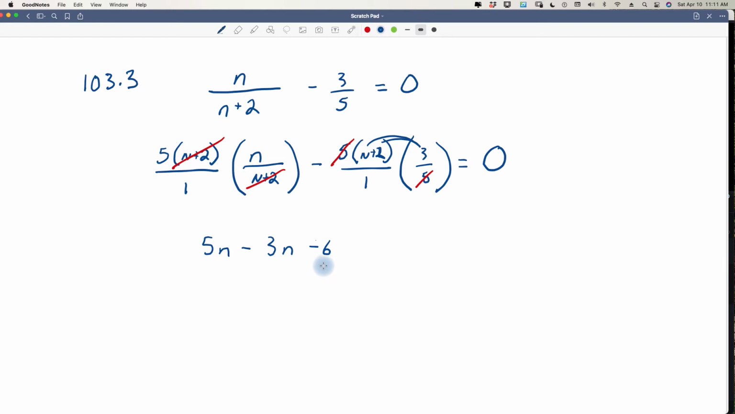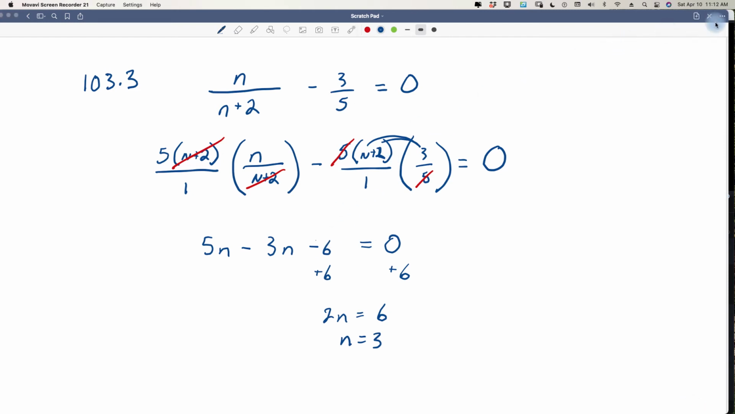And that's over 1. So that's a whole number. And that equals 0. So what we're going to do is move our 6 over by adding 6 to both sides. And then we're going to smoosh these together. That gives us 2n equals 6, n equals 3. Does everybody see that? Awesome. Okay, let's move on to 103.4.